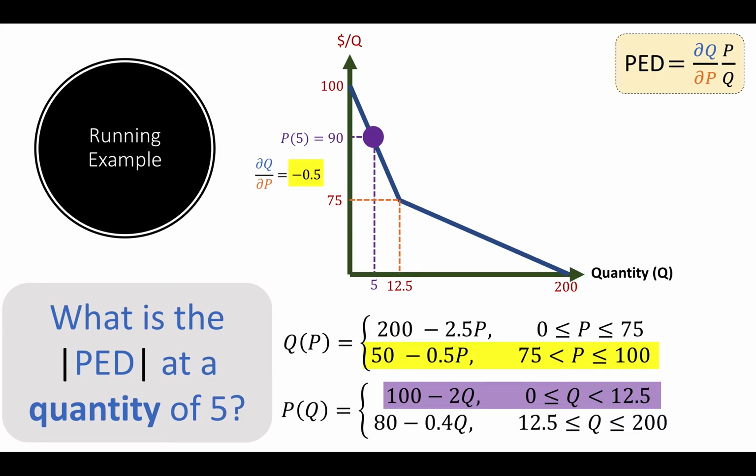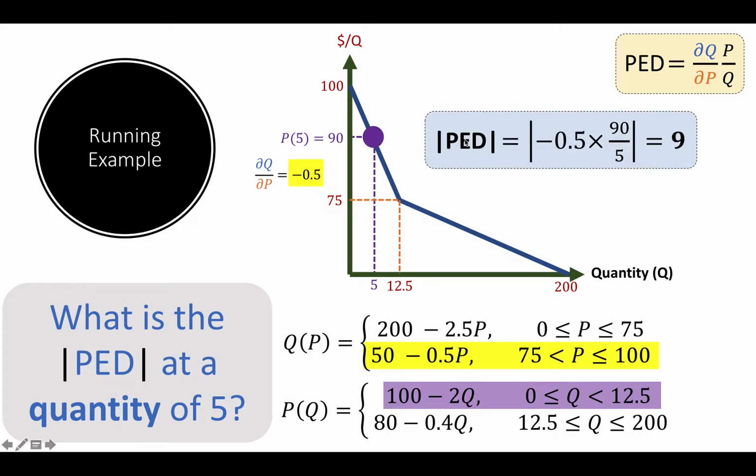And so now we have all the information we need. We have the slope at that point, we have the price at that point, and we have the quantity at that point. So we can calculate the absolute value of the PED. There's our slope, minus 0.5. There's our price, 90. There's our quantity, 5. And look at that. Now it's actually much, much more elastic. It's still elastic, still greater than 1, but it's even more elastic than before.